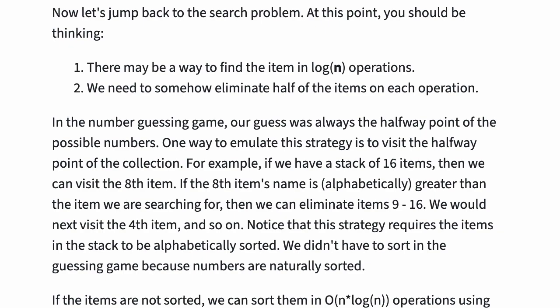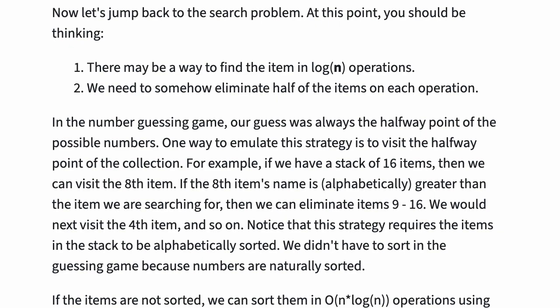For example, if we have a stack of 16 items, then we can visit the 8th item. If the 8th item's name is alphabetically greater than the item we're searching for, then we can eliminate items 9 through 16. We would next visit the 4th item, and so on. Notice that this strategy requires the items in the stack to be alphabetically sorted. We didn't have to sort in the guessing game, because numbers are naturally sorted.